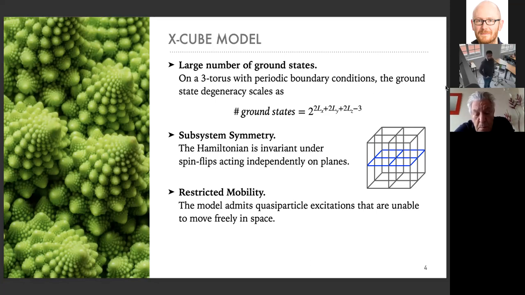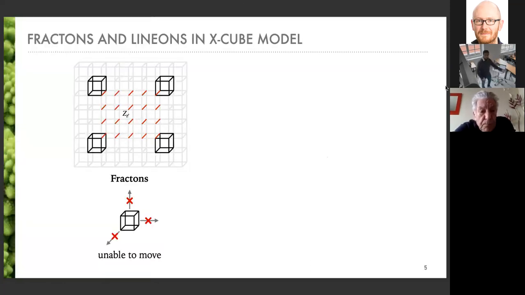Okay, and for this talk, the feature that is most important to us is restricted mobility, as I'll find out. These systems actually admit excitations that once produced cannot move. This is the first kind of excitation.